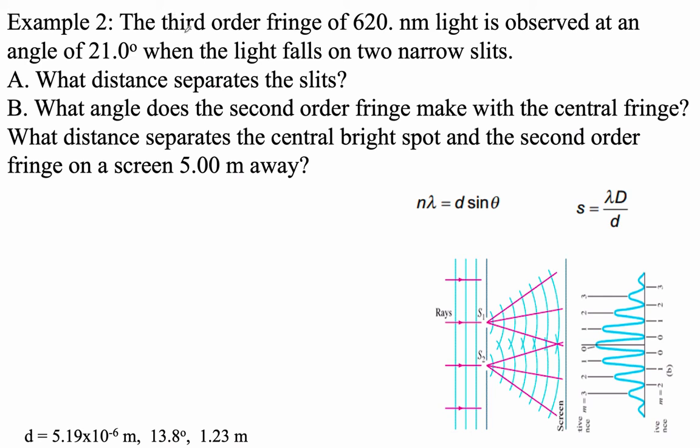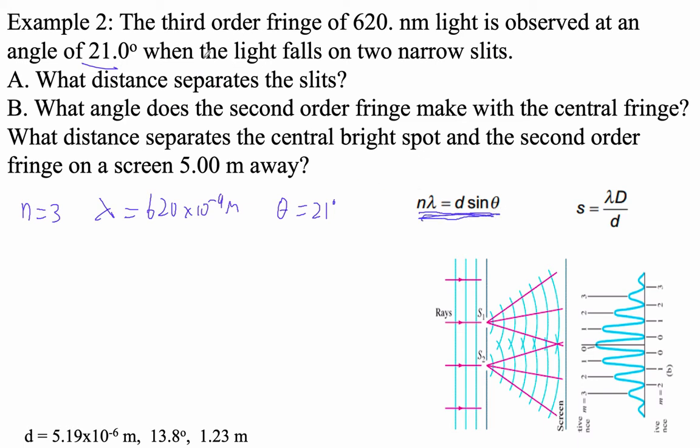Okay, the third order fringe, that means n is 3, of 620 nanometer light. So our wavelength is 620 times 10 to the minus 9th meters, observed at an angle of 21 degrees. So that's our theta. This is definitely not a small angle, right? We're going to have to use this formula.